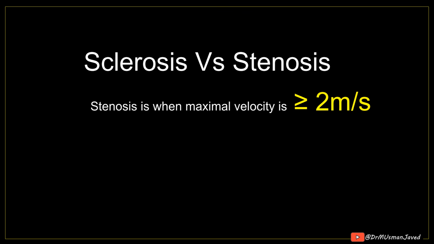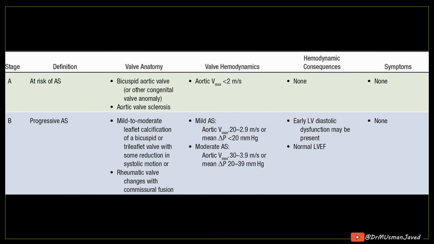So a little bit more background. Aortic sclerosis, thickening, degeneration of the valve, and stenosis, where do we draw the line? So stenosis is when your maximal velocity across the valve reaches 2 meters per second. And according to the 2020 ACC/AHA guidelines for the management of valvular heart disease, they've classified aortic stenosis in different stages, stage A, B, C, and D, with subclassifications for C and D.